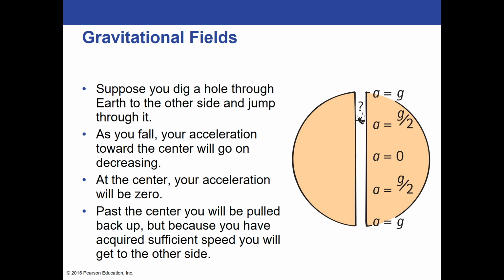Suppose you were to dig a hole through Earth to the other side and jump in. At the top, the gravity is g downward, so you start accelerating toward the center of the Earth. As you get closer and closer to the center, we know that at the center the acceleration due to gravity is 0, so there will be a point at which you stop accelerating. You reach a maximum speed at the center. Once you pass the center, gravity starts pulling you back toward the center, and so you begin decelerating.